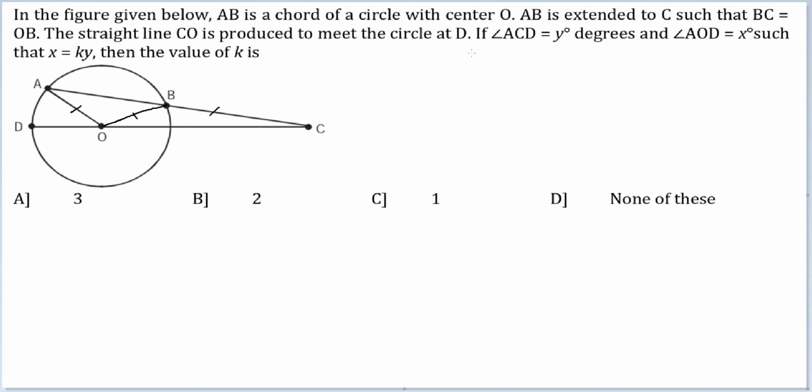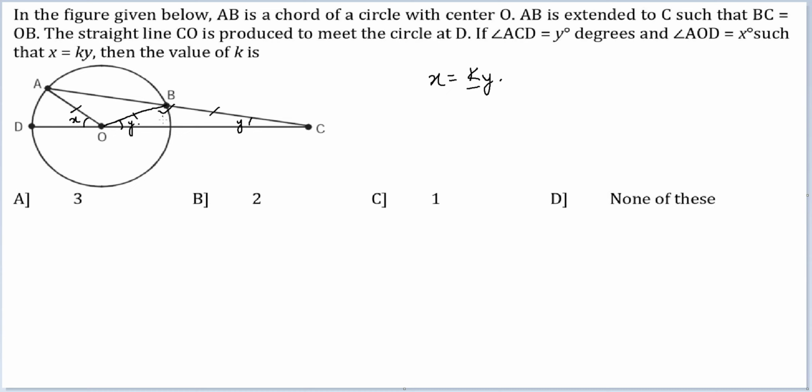If angle ACD is y, if this is y, this is also y, fine. And angle AOD is x. Okay. Then X is equal to K times y. I have to find the value of K. Okay, let's see.